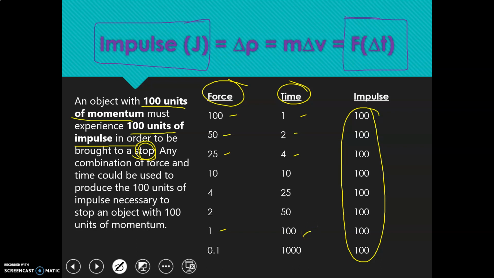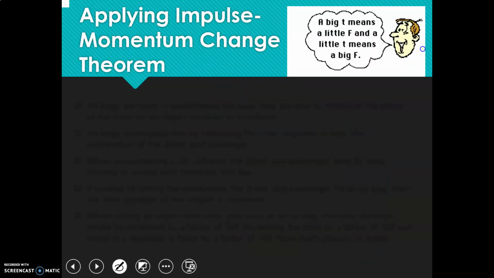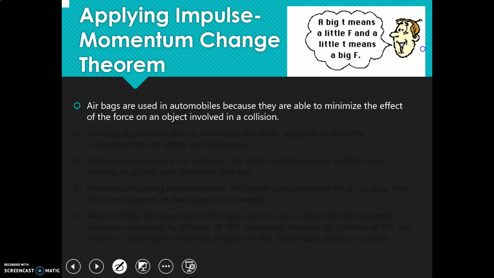So as you decrease the force, you lessen the amount of force that you want to apply, notice how it takes way more time. So as you increase the force, the time decreases, and vice versa. They are inversely related proportions. So, applying this impulse-momentum change theorem, in short, we have momentum.